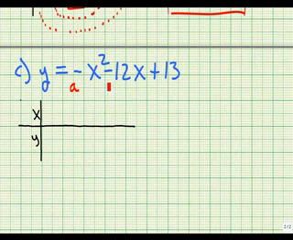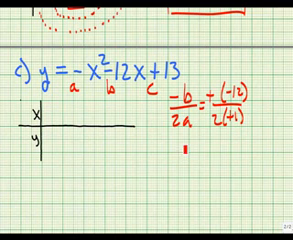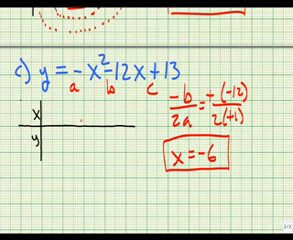We have our a value, our b value, and our c value. The axis of symmetry is negative b over 2a. b has the value of negative 12. a has a value of negative 1. So we have x equals negative 6 is once again our axis of symmetry. So if we put negative 6 in the center, we go up by 2's, we go down by 2's.